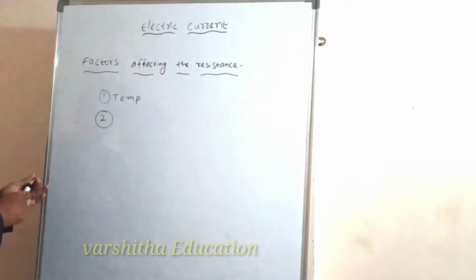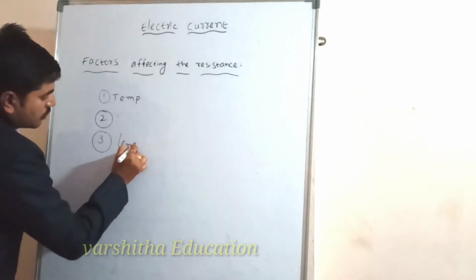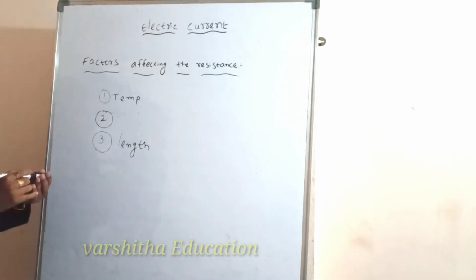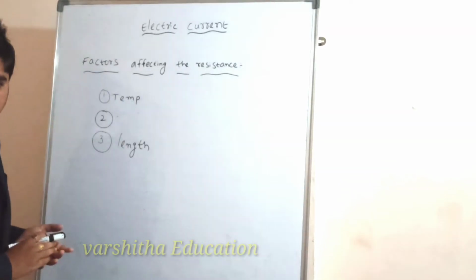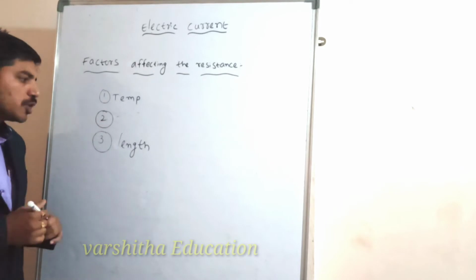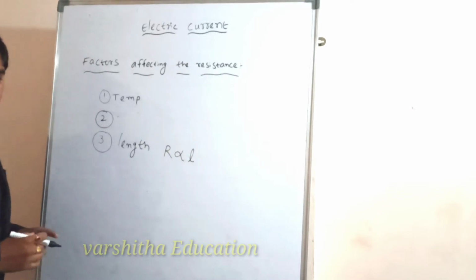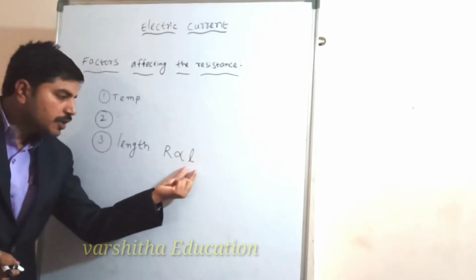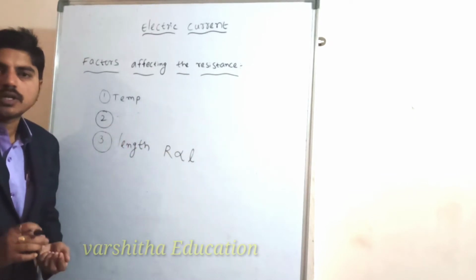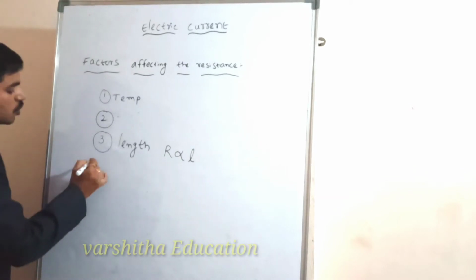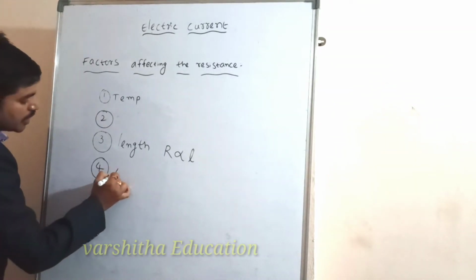The third one is the length of a conductor. Here we can explain the length. If the length is more, it contains more resistance. Both are proportional: R is proportional to L, where L is the length of the conductor. If the length increases, the resistance value increases, and if the length decreases, the resistance value also decreases. The fourth one, another important one, is the cross-sectional area. For example, area.